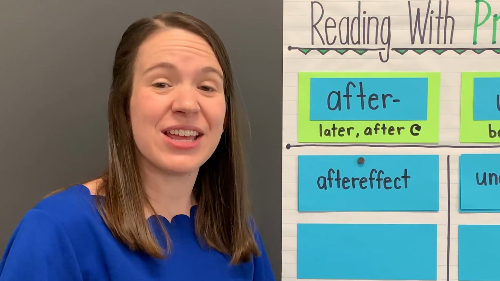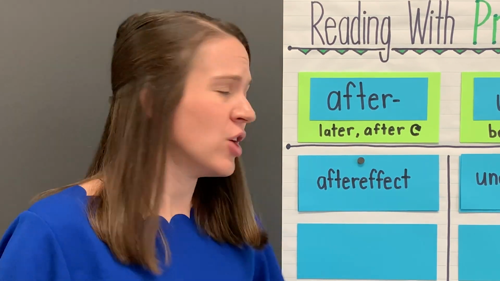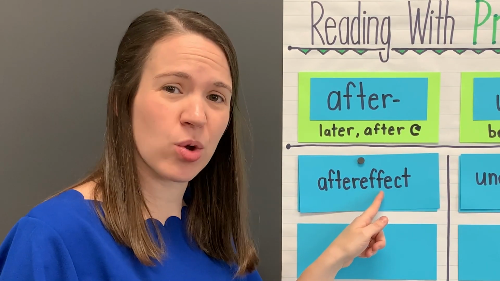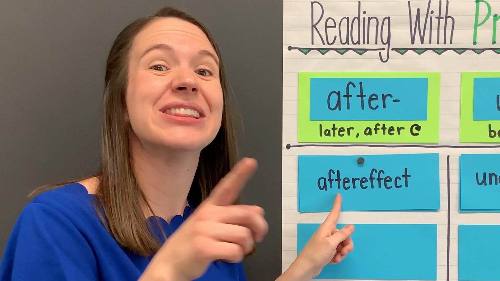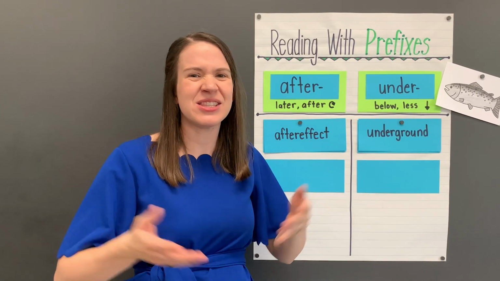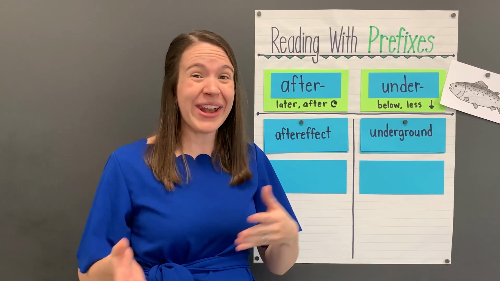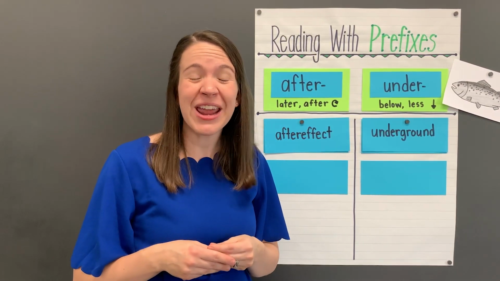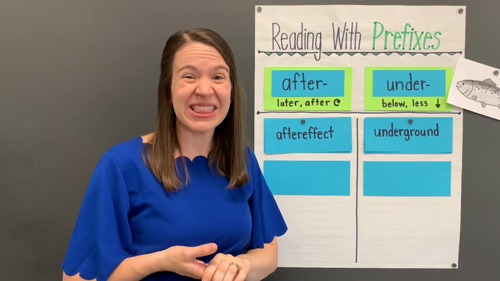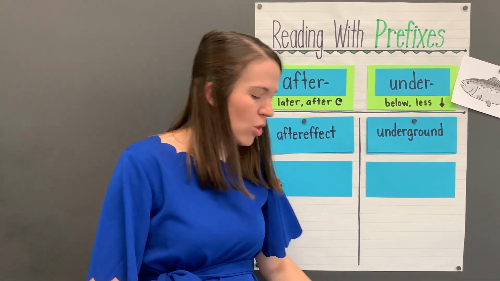An effect is a result or a consequence of an action. So an after effect is a result or consequence that happens at a later time. In the 1980s, zebra mussels were discovered in the Great Lakes. One after effect was that prey fish began to die, which hurt the salmon that ate them for food. Let's try another word. Read with me.